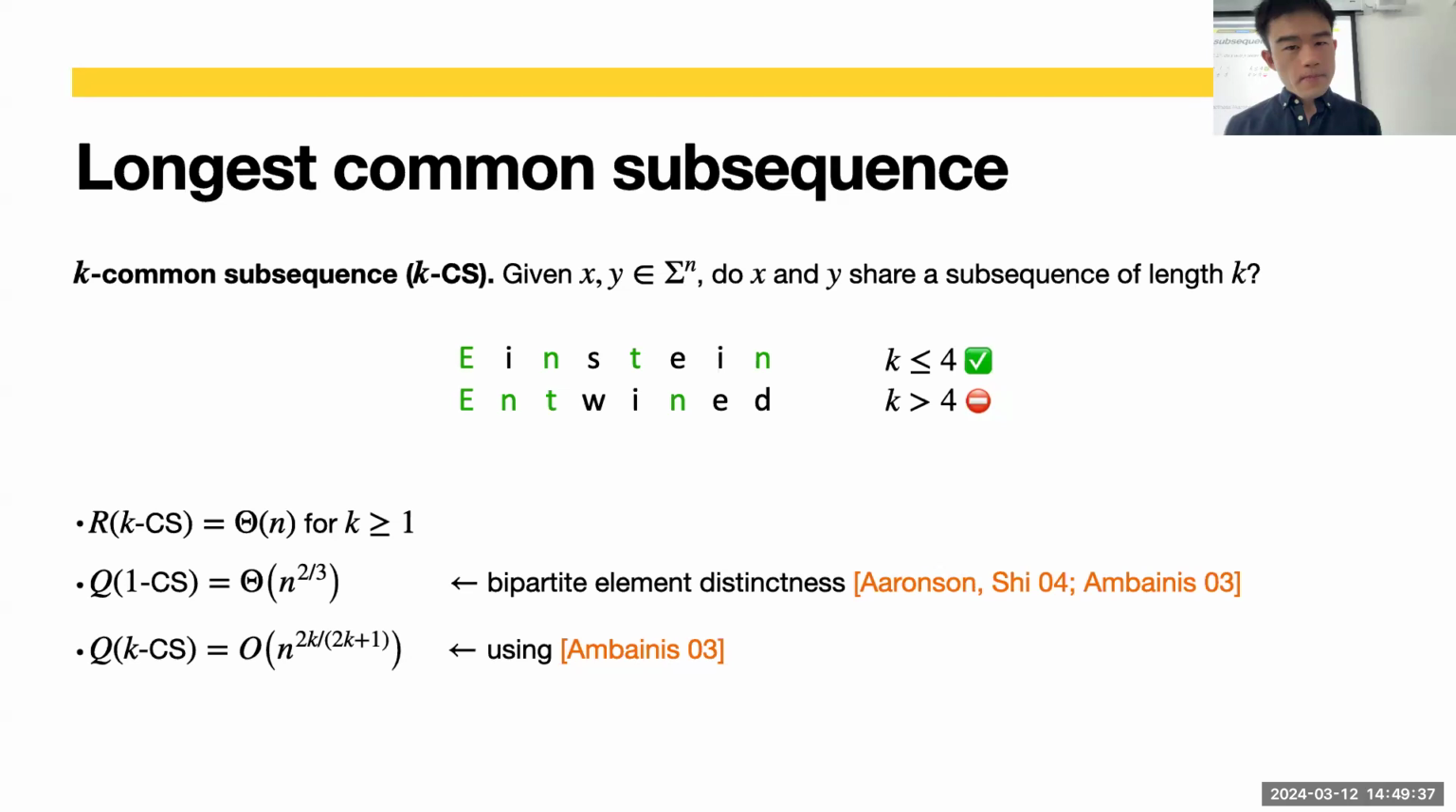In fact, by using a variant of the algorithm used to establish the upper bound for 1CS, you can pretty easily establish that Q of KCS is order n to the 2k over k plus 1, using the same algorithm as in Ambainis 03. The question we ask is, can we do better than this? The last expression is big O notation, and it was not known before our work whether it was tight. The answer, as we'll see, is actually no, it's not tight. You get a better upper bound.